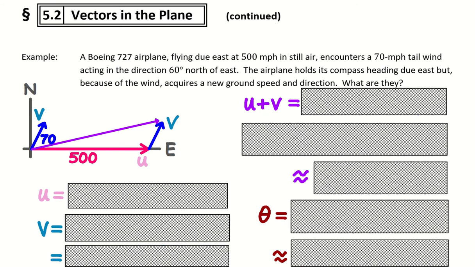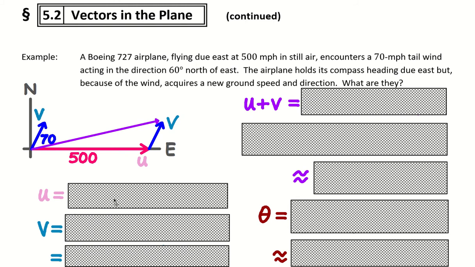A Boeing 727 airplane flying due east at 500 miles per hour in still air, which means that's the speed in still air, encounters a 70 mile per hour tailwind acting in the direction 60 degrees north of east. The airplane holds its compass heading due east, but because of the wind acquires a new ground speed and direction. What are they?